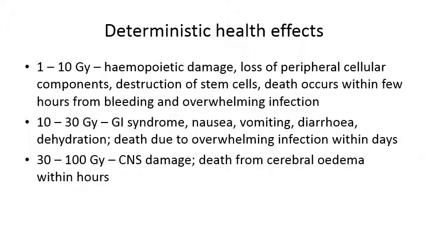At the higher doses from 10 to 30 Gray, gastrointestinal syndrome with nausea, vomiting, diarrhea, and dehydration occurs. If the exposure is severe, overwhelming infection could occur and lead to death within days. Central nervous system damage occurs when the radiation dose exposure is more than 30 Gray. It will lead to cerebral edema and death within hours of exposure.